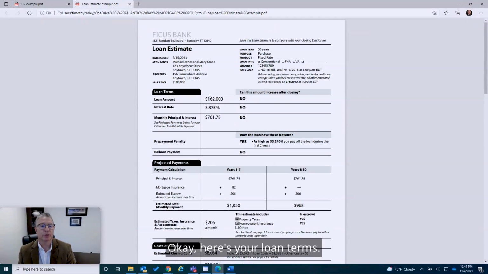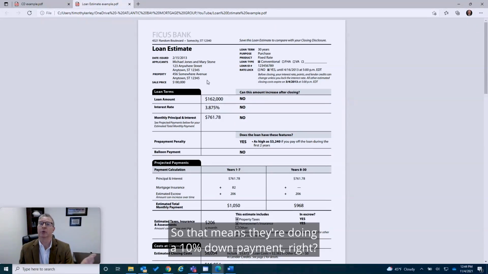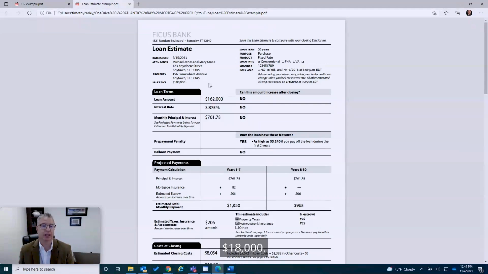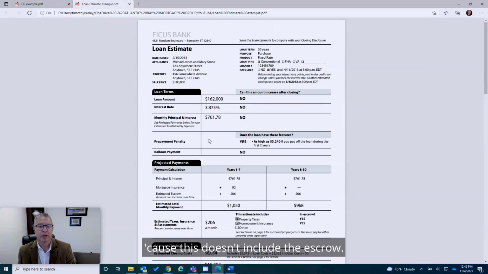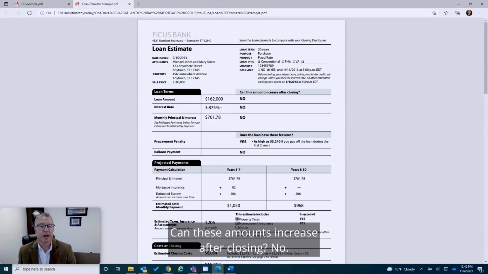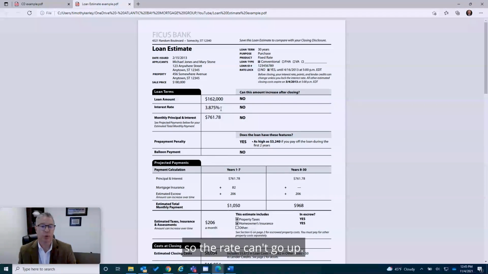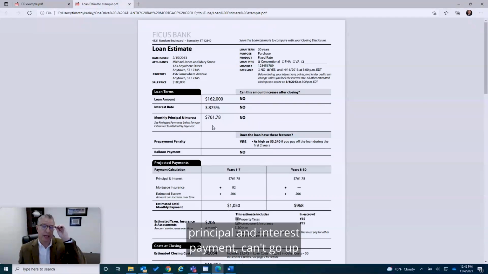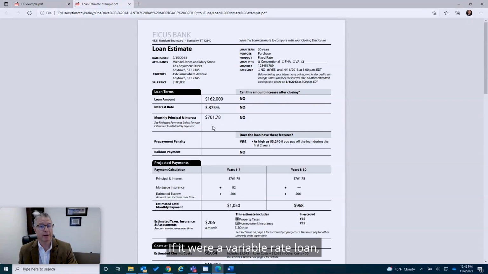Okay, here are your loan terms. These folks are borrowing $162,000. They're buying the home for $180,000, so that means they're doing a 10% down payment, right? $18,000. Then the interest rate and the monthly principal and interest payment. Now, this is not their full payment because this doesn't include the escrow. Then you can see these questions here. Can these amounts increase after closing? No, because this is a fixed rate loan, so the rate can't go up. Also, the monthly principal and interest payment can't go up because it's a fixed rate loan. If it were a variable rate loan, those two would be answered yes.